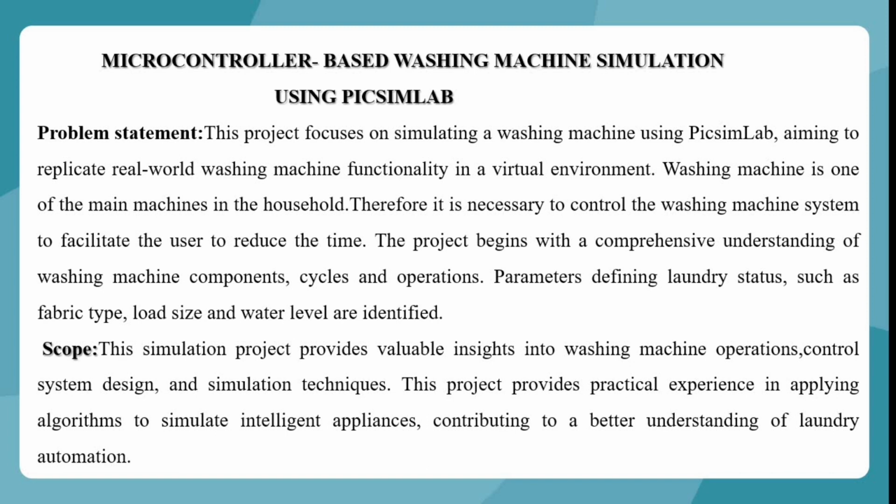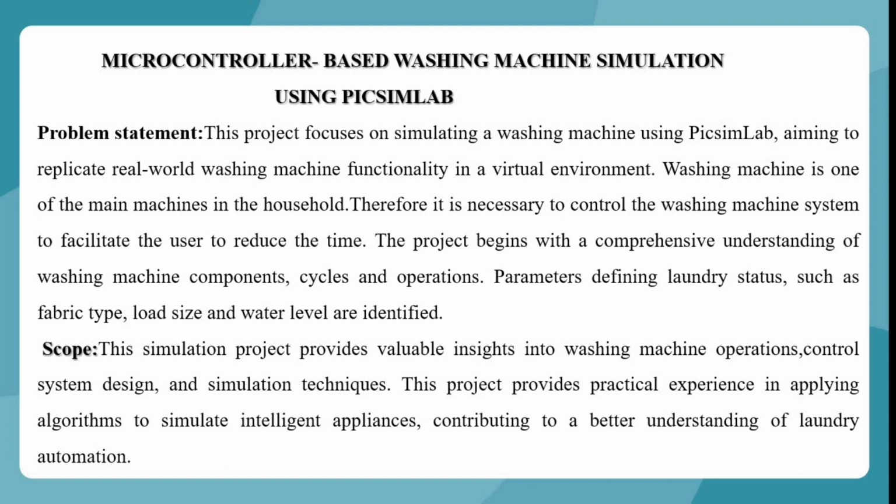The washing machine is one of the main machines in a household. Therefore, it is necessary to control the washing machine system to help the user save time. The project begins with a comprehensive understanding of washing machine components, cycles, and their operations. Parameters defining laundry status, such as fabric type, load size, and water level, are identified.